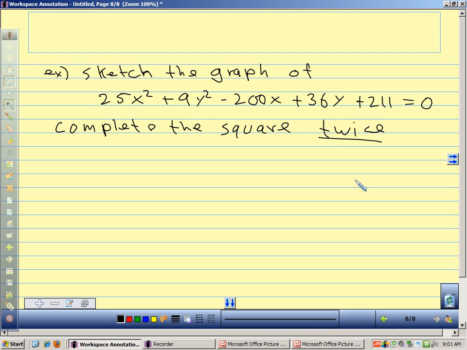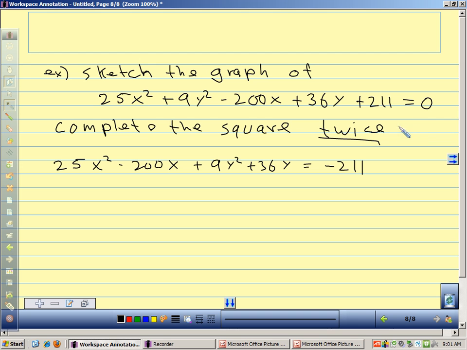We have to complete the square for the x part, and we have to complete the square for the y part. And that's what's going to get us into our standard form. So when we have a problem like this, all we need to do is get the x parts together, get the y parts together, and get the number by itself on the other side. So I'm going to rewrite this as 25x squared minus 200x plus 9y squared plus 36y equals minus 211. So I just put the x parts together, the y parts together, and subtracted to get the 211 over on the right.